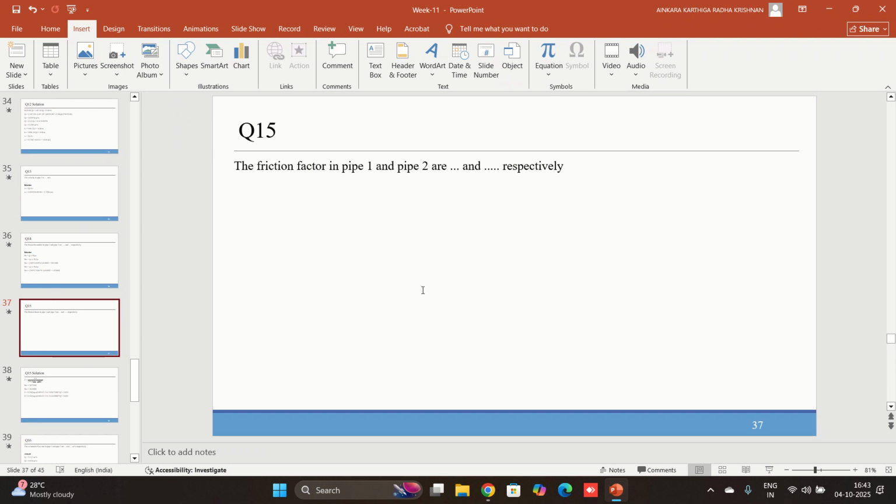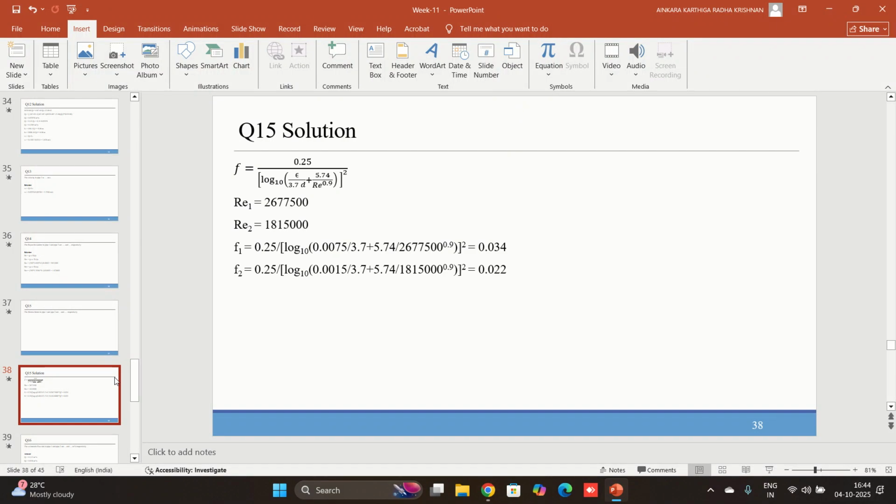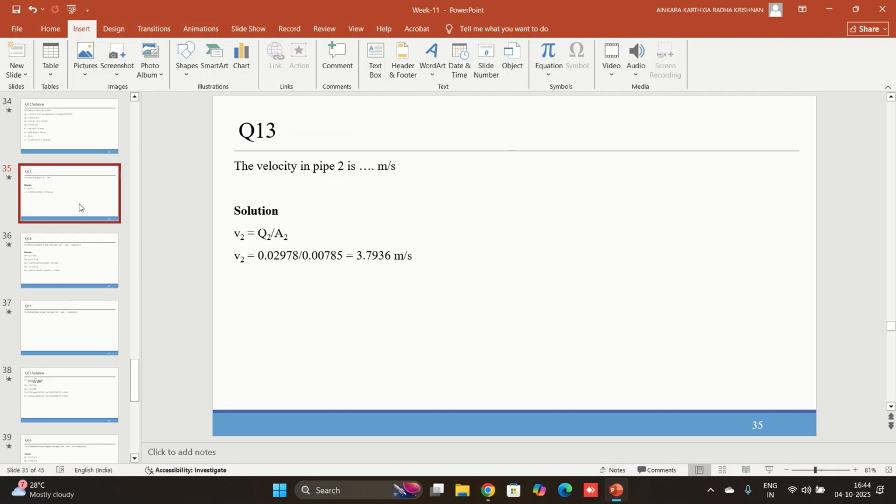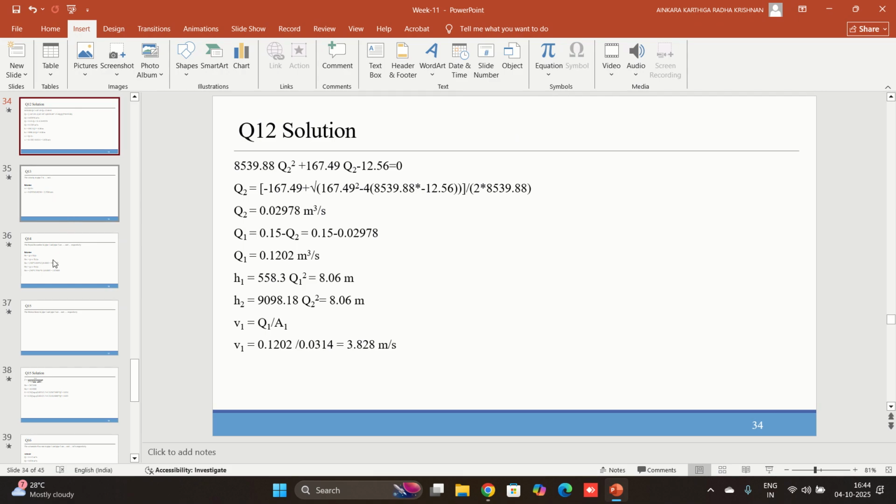In question 14, what is asked? Friction factor in pipe 1 and pipe 2 are dash and dash respectively. So this is what I meant. Previously we neglected the Reynolds number in the friction factor calculation while doing the problem, because we found the Reynolds number value to be very high. So we thought that it would not be affecting the value significantly. So now after we found out the Reynolds number values, we will just substitute it back and we will get the solution. So first we'll write the Reynolds number which we calculated.